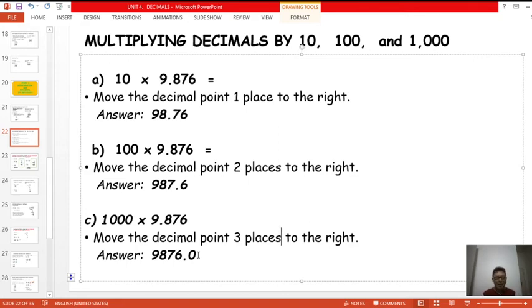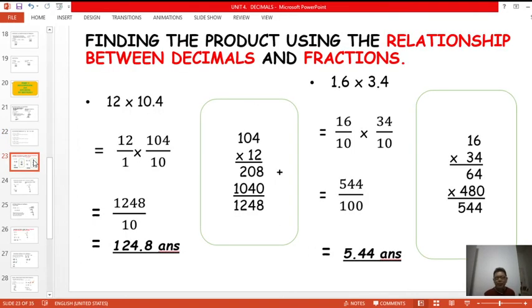Okay, one more here. Oh, we have so many. There's so many ways you can really multiply decimals. Here we are now finding the product using the relationship between decimals and fractions. So look at this example. We have 12, a whole number, times 10.4. So how are you gonna do this? Try to recall your relationships between decimals and fractions.